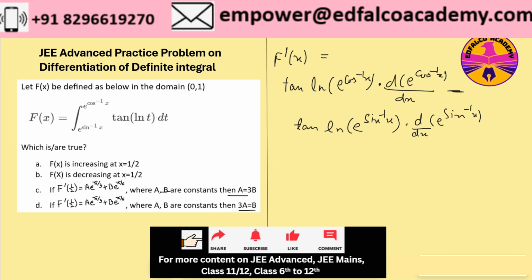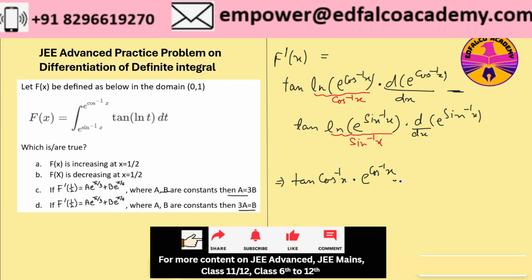So you can see here that ln of e to the power cos inverse x will be nothing but cos inverse x. Same way, ln of e to the power sine inverse x will be nothing but sine inverse x. So with that it will turn out to be tan of cos inverse x into, now finding the differentiation of e to the power cos inverse x with respect to x, so first we'll differentiate with respect to cos inverse x, so it will become e to the power cos inverse x multiplied by d of cos inverse x by dx.